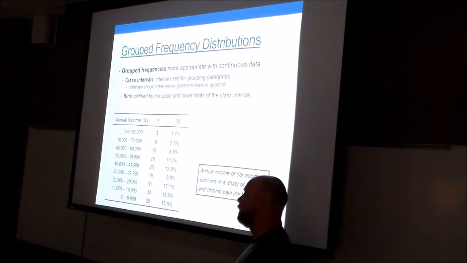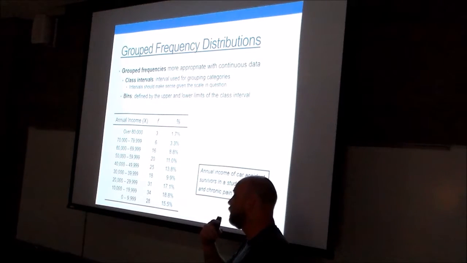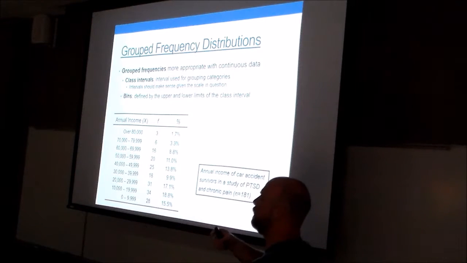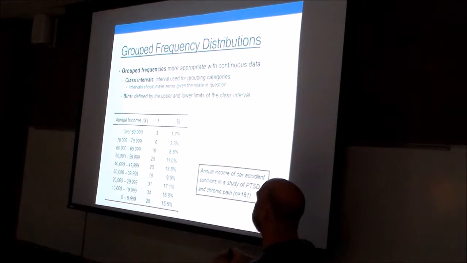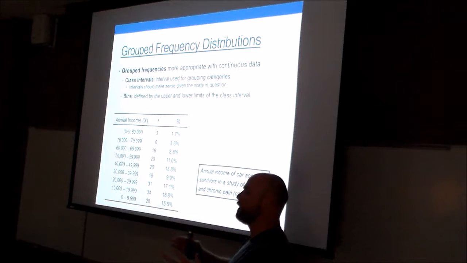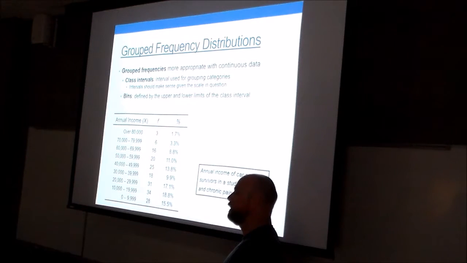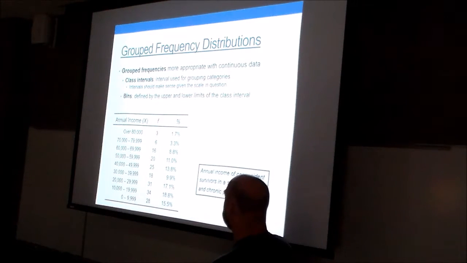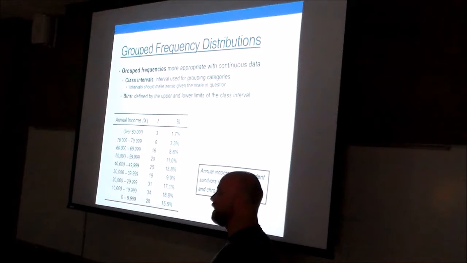"0 to 80,000." Not quite. So what's our class interval? What's the interval we're using to group categories of income in this table? Yeah, functionally $10,000, right? So our class interval here is $10,000, with individual bins from 0 to 9,999, 10,000 to 19,999, right?